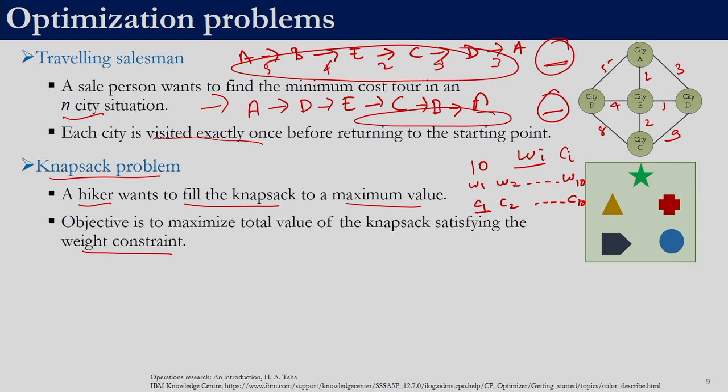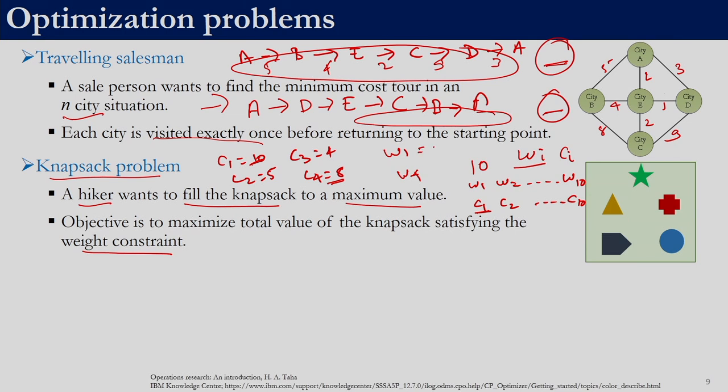Let's say we have C1 equal to 10, C2 equal to 5, C3 equal to 4, C4 equal to 8. Let us say he decides to carry just C1 and C4. So the value that he is carrying is only 18, 10 plus 8. And corresponding to the first item, there is also going to be a weight, and for the fourth item, there is going to be a weight.